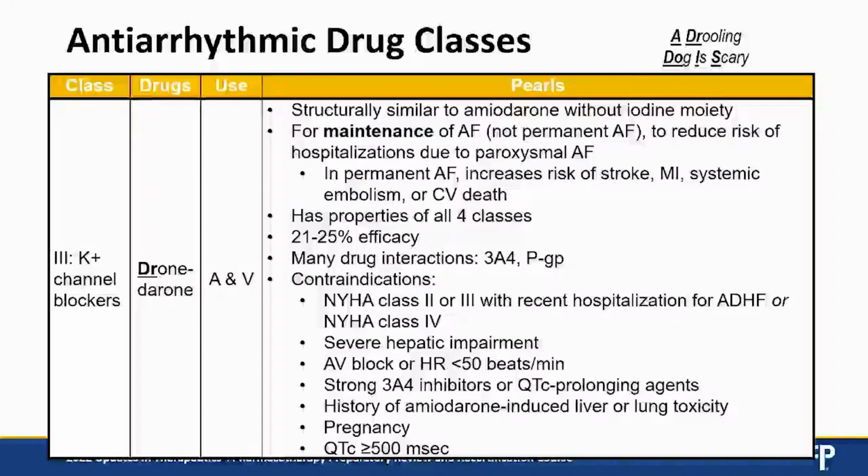It also has properties of all 4 drug classes, but it is unfortunately not as effective as amiodarone, so about 25% effective. It still has drug interactions, and some other things to know is that it is contraindicated in patients with heart failure, severe hepatic impairment, AV block, or bradycardia. Still has, again, drug interactions. And we do not use this in patients with a history of amiodarone-induced liver or lung toxicities. So if you're having to switch from amiodarone to something else, this is not your choice. It's contraindicated in pregnancy. And then something very common with all these class 3 agents is that the QTc risk and the risk of torsades can be really high. So contraindicated in patients with a QTc of 500 or more.